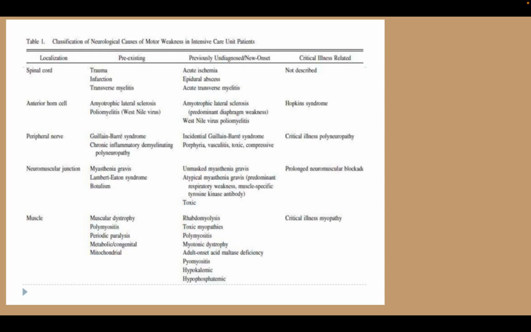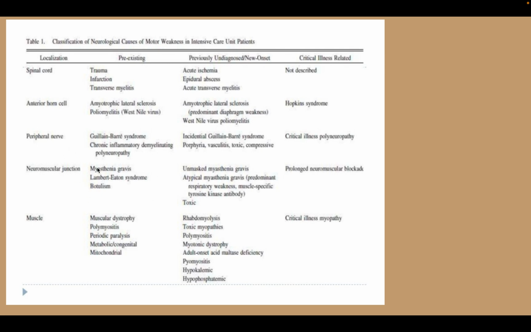The classification of neurological causes in intensive care is very standard. The spinal cord has a localization, and the causes could be either trauma, infarction, and transverse myelitis. Anterior horn is seen in either amyotrophic lateral sclerosis or poliomyelitis. Peripheral nerves, the classical Guillain-Barré syndrome or CIDP, or chronic inflammatory demyelinating polyneuropathy.